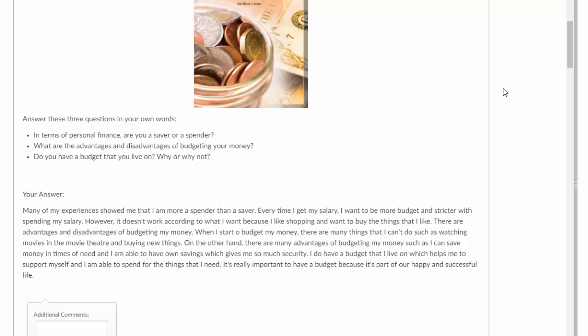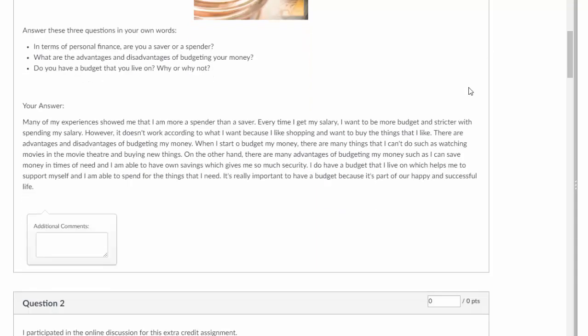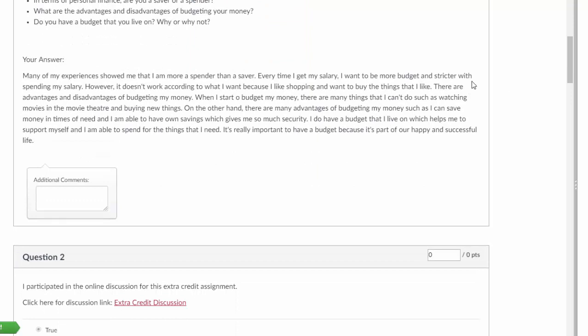But I'll just show you this student who's from Mongolia, great student. Many of my experiences showed me that I am more of a spender than a saver. Every time I get my salary, I want to be more budget and stricter with spending my salary. However, it doesn't work according to what I want because I like shopping and want to buy the things that I like. There are advantages and disadvantages of budgeting my money. When I start budget my money, there are many things that I can't do, such as watching movies in the movie theater and buying new things.